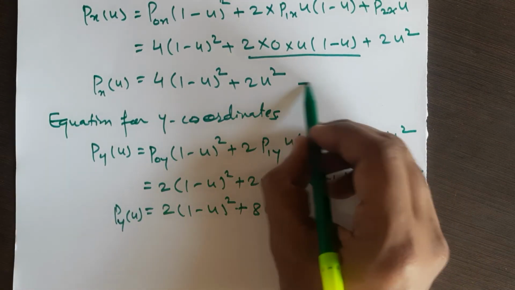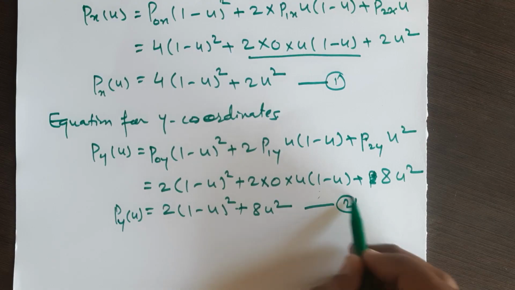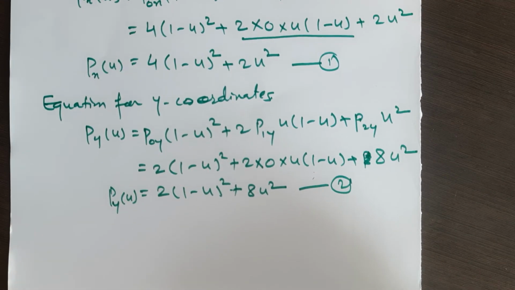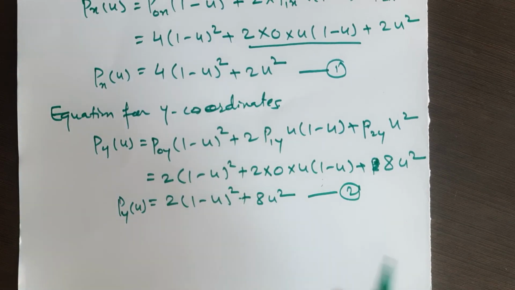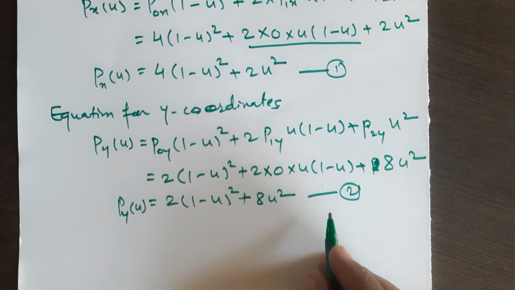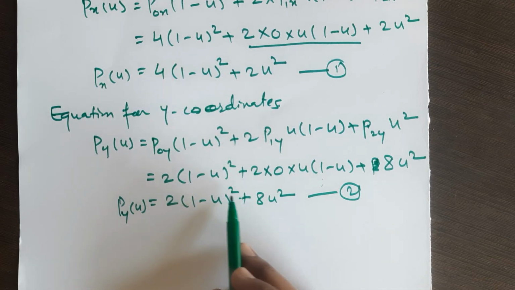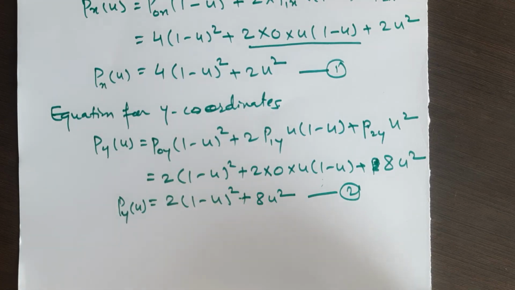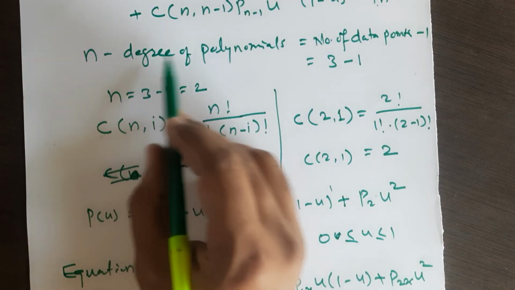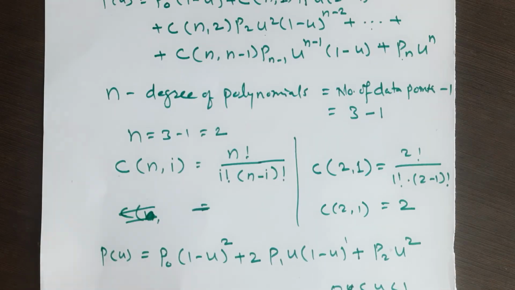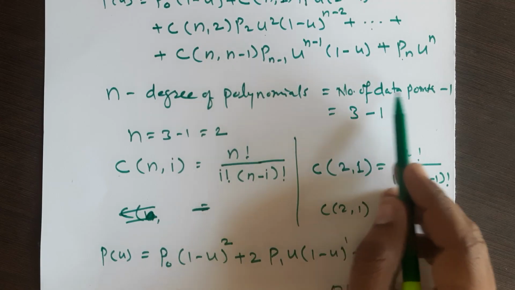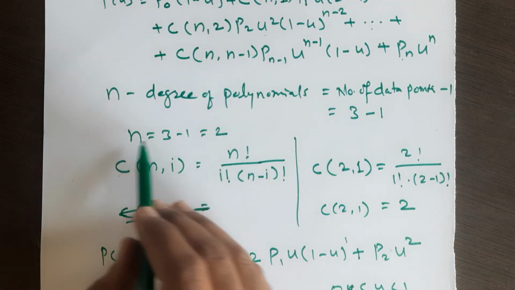So equation 1 and equation 2 are nothing but the parametric equations of the curve, parametric equation of Bezier curve. Then after that, the degree of polynomial. So in this you can see the degree is 2. Okay, the degree you can find from this. Degree of polynomial is equal to number of data points minus 1. So this is nothing but the degree of polynomial.